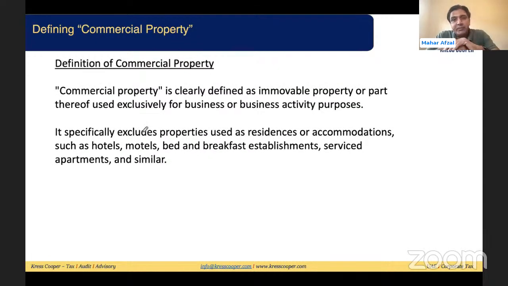How have they defined the commercial property in the related decision? The commercial property is considered the immovable property or part thereof used exclusively for business or business activity purposes. Used exclusively for business and business activity purposes. This doesn't include use as a residence.